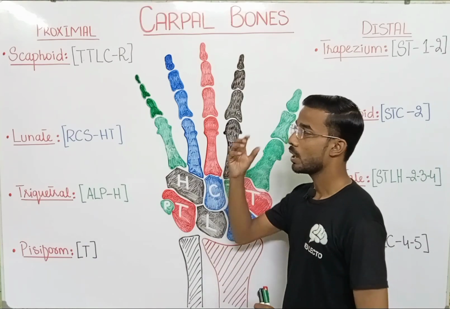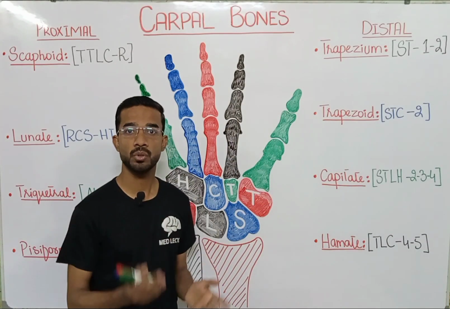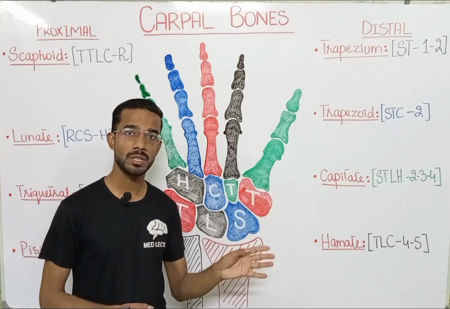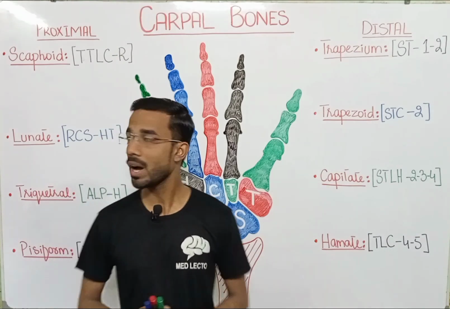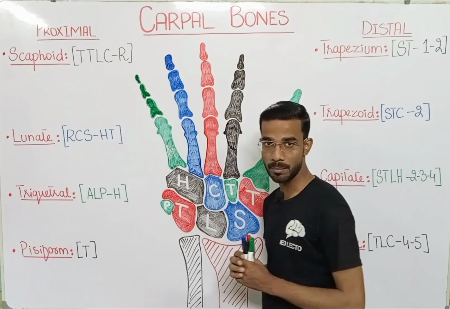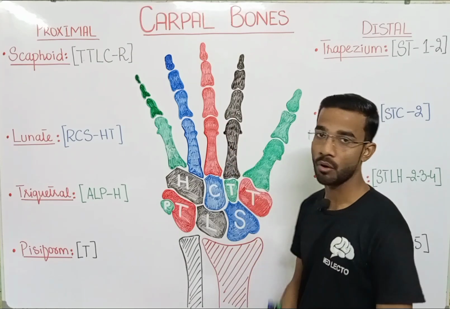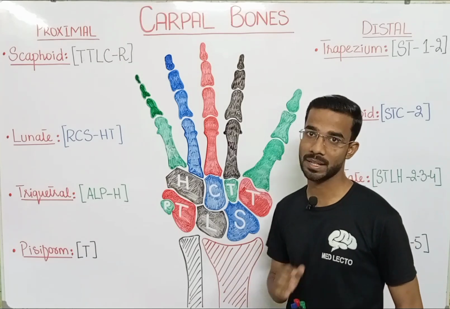We discussed that the carpal bones are arranged in two rows, proximal and distal. In each row, proximal and distal, you will see 4 bones. So first of all, we will discuss the proximal row of the carpal bones. In this row, you will see the 4 bones: scaphoid, lunate, triquetral, and pisiform.